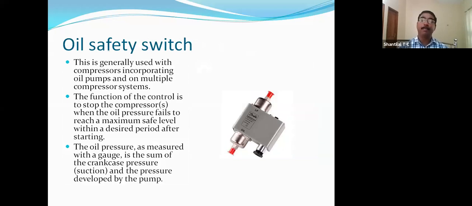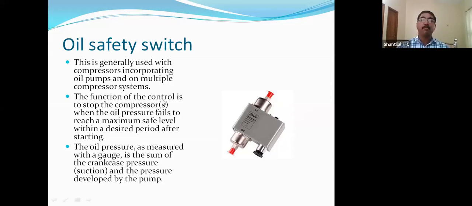In a compressor having oil, when it is rotating, sufficient oil is required and it creates a pressure. If for any reason the oil pressure is less, it does not allow the system to run. For that safety purpose, one safety device or pressure controlling device is required. That is known as the oil safety switch. This is generally used with compressors incorporating oil pumps and on multi-compressor systems. So multi, that means big compressors, generally we are using the oil safety switch.